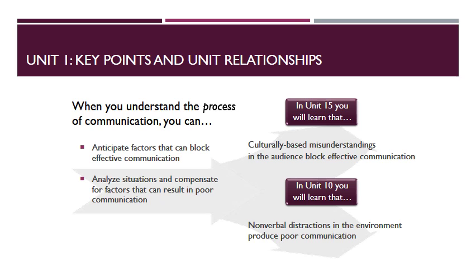The key point in Unit 1 is that you understand the process of communication. When business communicators do not understand this process, they may be unable to anticipate factors that can block effective communication. For example, culturally based misunderstandings in the audience that are discussed in Unit 15. Another example of this problem is covered in Unit 10. Nonverbal distractions in the environment can also block communication. By understanding the communication process, effective communicators are able to analyze a situation and control or compensate for factors they know can result in poor communication.